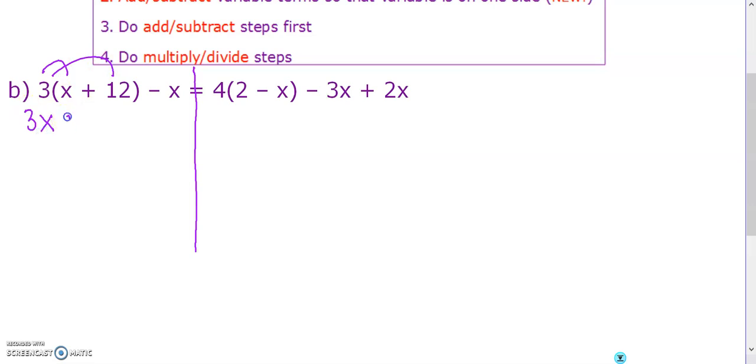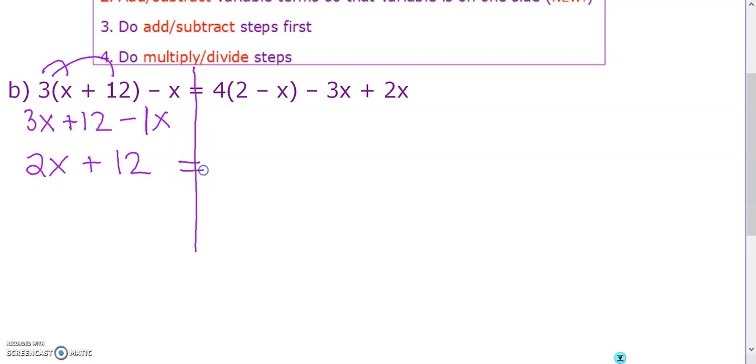3x plus 12 minus x. If I only have an x, I really have 1x. So I'm going to go ahead and put my coefficient there, the number right in front of the 1. I'm going to stay on this left side and keep combining because I see I have multiple x's there. So I have 3x minus 1x. That's going to give me 2x plus 12. And that's all I can do on the left side for right now.